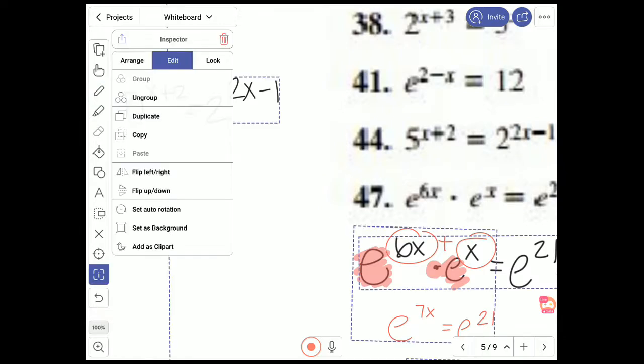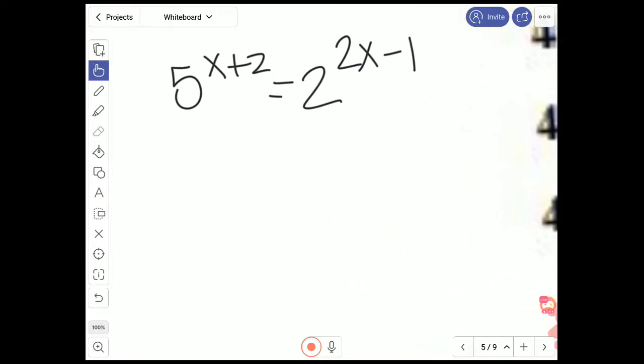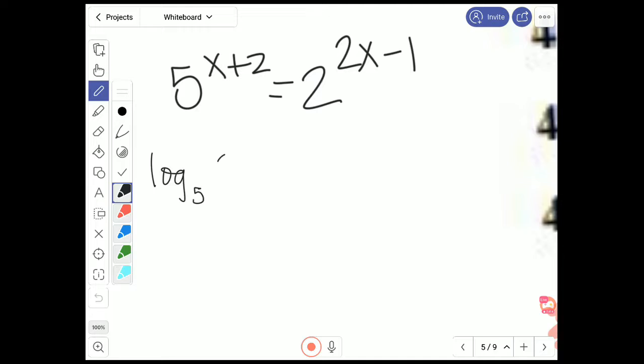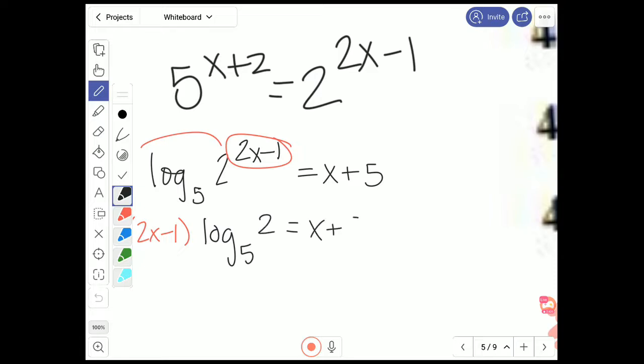And anytime I'm solving an exponential problem and I don't have common bases, I'm going to have to use logs. I'm going to have to rewrite this question as a log. So the way that I would write that would be the log base 5 of 2 to the 2x minus 1 equals x plus 2. And my exponents become my coefficients. So this would be 2x minus 1 times the log base 5 of 2 equals x plus 5.